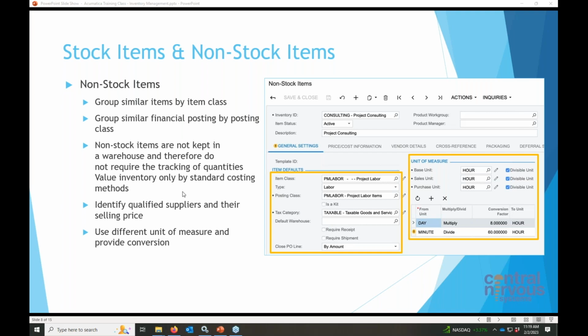So down here, one good thing to note for unit of measure, since our base unit is an hour and our sales and purchasing units are by hour, we have the option to then pick up a conversion. So when purchases or expenses or transactions are put through in terms of minutes, there is a conversion of 60 units to an hour and 8 hours to a day in this case.